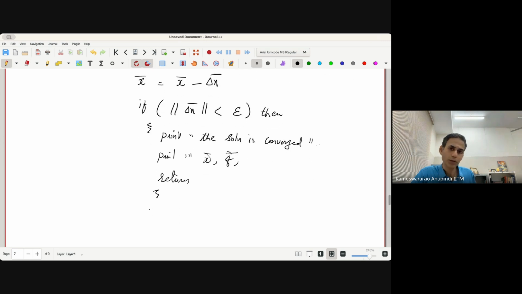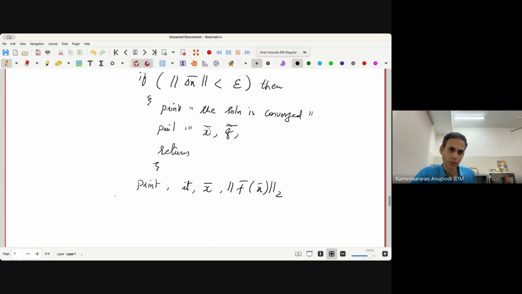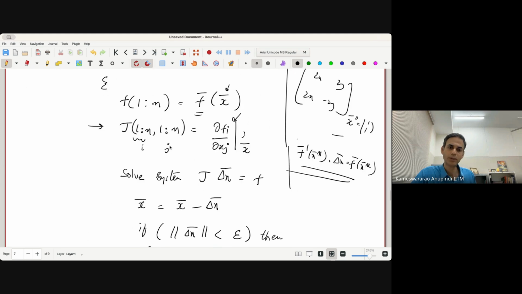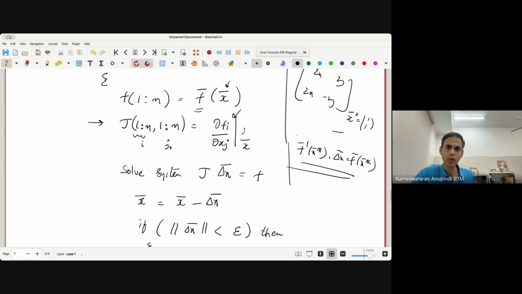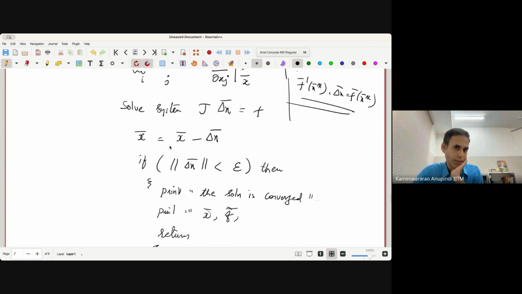If not, we can print the iteration versus x bar, right? If we want, we can also print some value of f bar of x bar to get some norm, some 2 norm or infinite norm. Then this is going to be end do, and this is going to be end subroutine Newton method system. So that is the pseudo code for solving a system of nonlinear equations using Newton's method. Any questions so far?